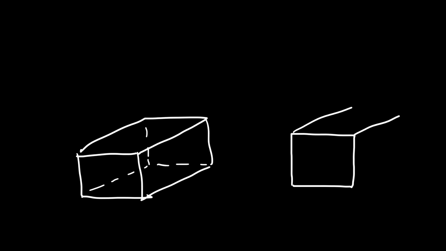So what about this object? Is this a polygon? What would you say? So there we have a rectangular prism. And what if we have, let's say, a cube? They're both three-dimensional shapes.